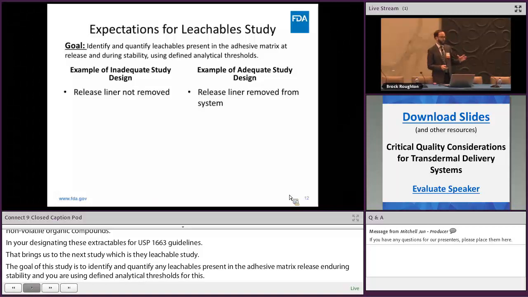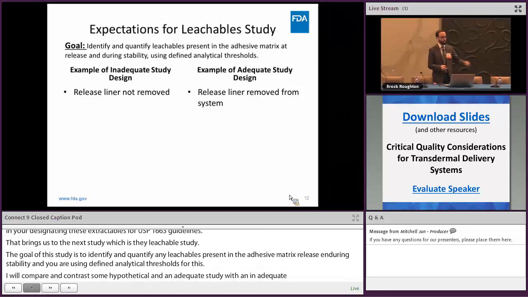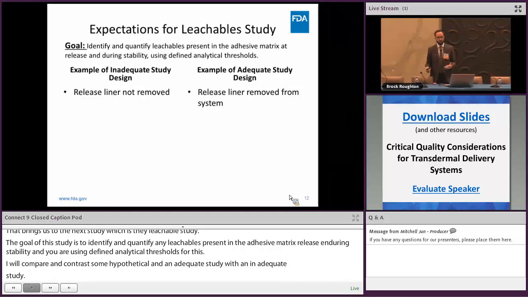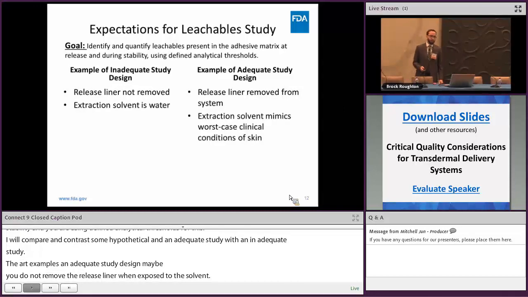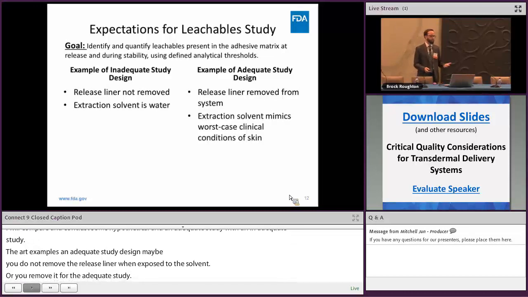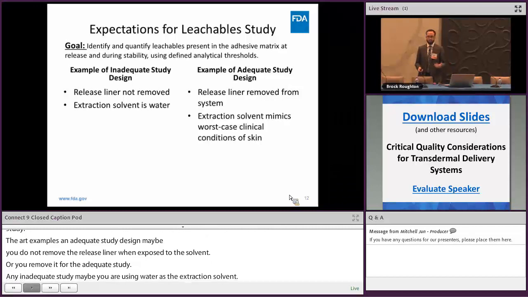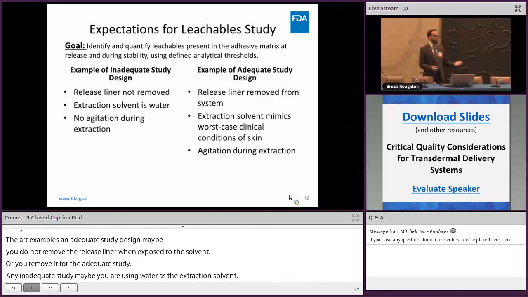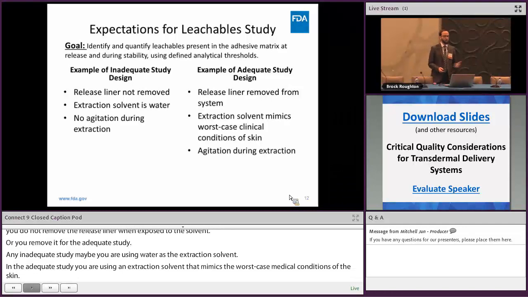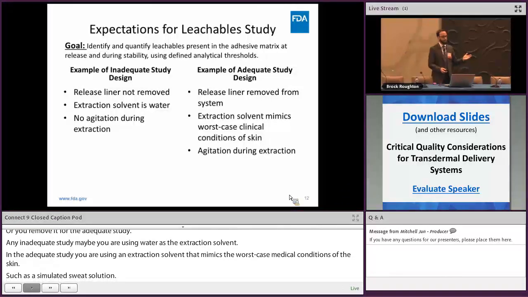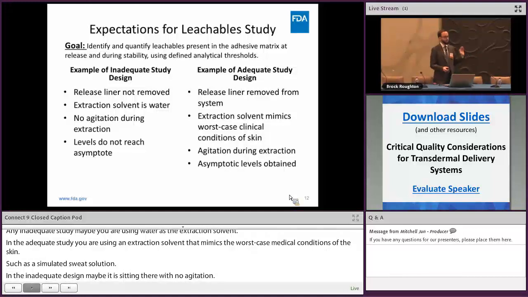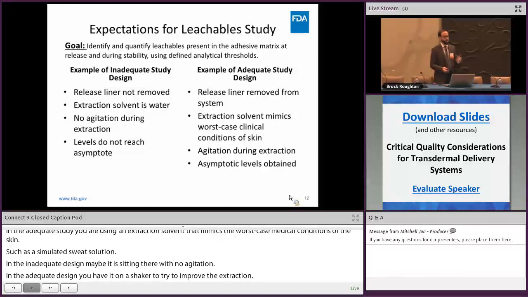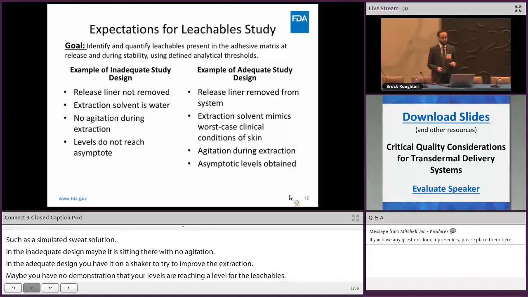In the inadequate study design, maybe you don't remove the release liner when you expose it to the solvent, where you do remove that for the adequate study. In the inadequate study, maybe you're just using water as your extraction solvent, where in the adequate study, you're using an extraction solvent that mimics the worst case clinical conditions of the skin, such as a simulated sweat solution. In the inadequate design, maybe it's just sitting there with no agitation, where in the adequate design, you have it on a shaker to try to improve the extraction. And then, maybe you have no demonstration that your levels are reaching an asymptotic level for the leachables in the inadequate study design, where for the adequate study design, maybe you're providing that as justification for your conditions.